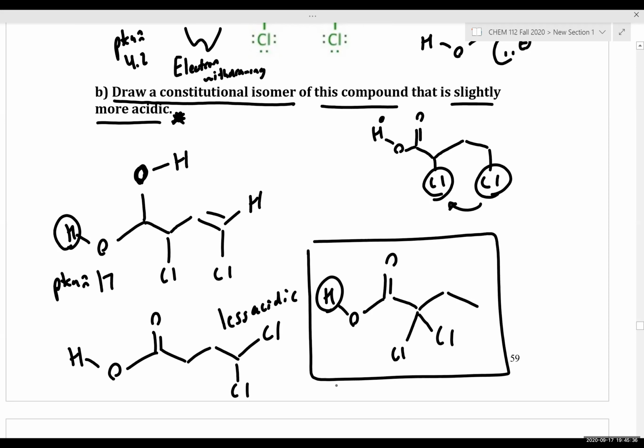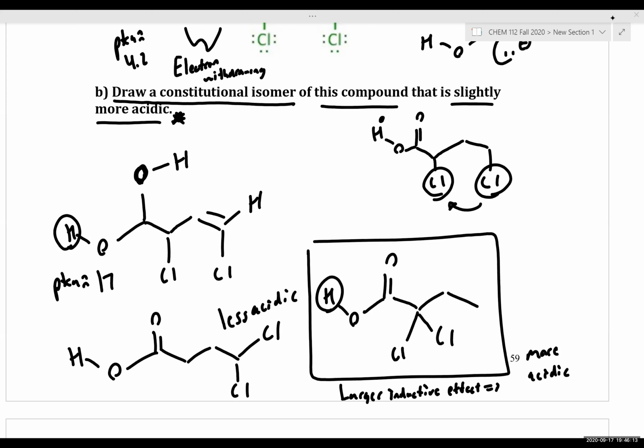Yep. So for this compound, we've moved our chlorine closer. We have larger inductive effects. And in turn, that leads to a more acidic proton. Does this logic make sense to everyone? Does everyone see the connection between constitutional isomers and designing structures and drawing structures with the desired properties?